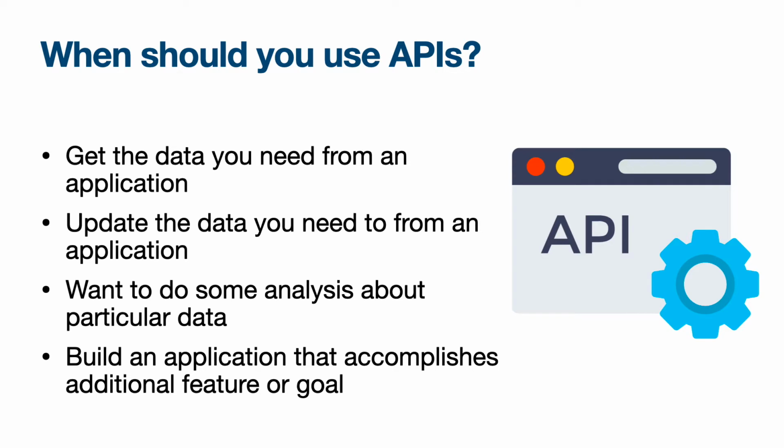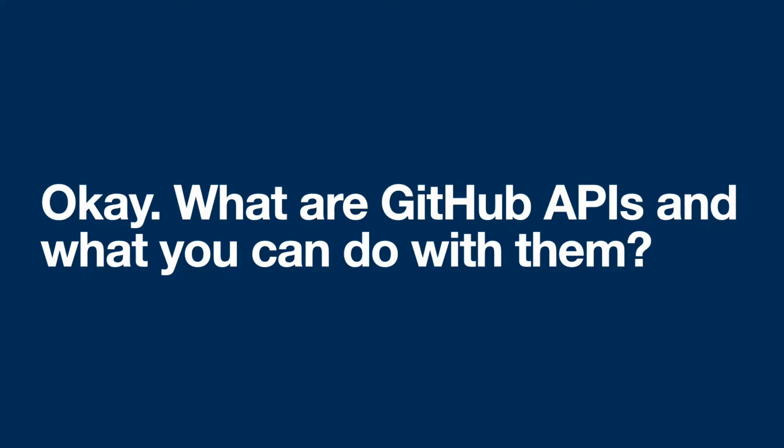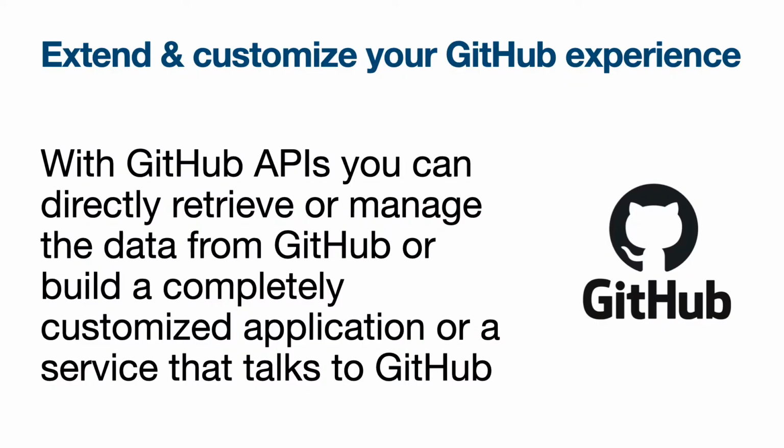Many technology services you probably know, whether it is Microsoft Azure, Facebook, ServiceNow, or Google Maps, pretty much all of them have an API exposed for developers to come in and build cool stuff. And GitHub is not an exception. Okay, what are GitHub APIs and what can you do with them? With the GitHub APIs, you can directly retrieve or manage the data from GitHub or build a completely separate customized application or service that talks to GitHub.